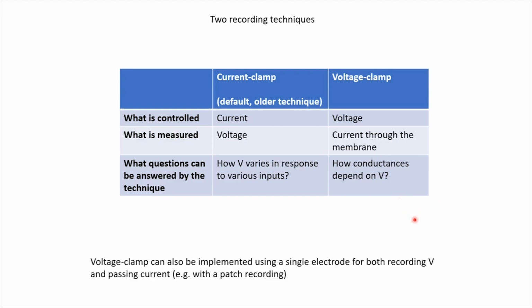In the last slide, we saw that there was one recording electrode and one electrode for passing current in the voltage clamp, but there are ways in which both these functions can be performed by the same electrode. So one can do patch recordings in the voltage clamp mode also with just a single electrode. That requires some fancy electronic circuit design, but now there are commercial amplifiers that can achieve that.